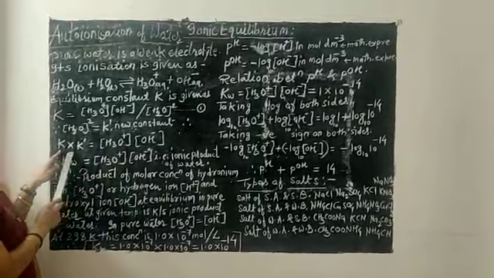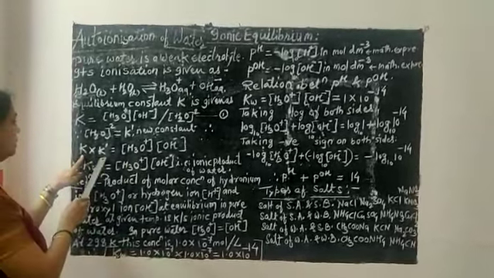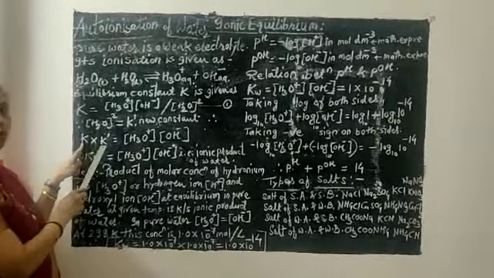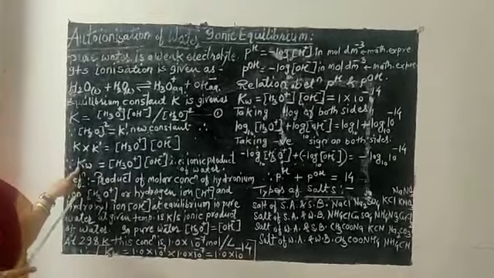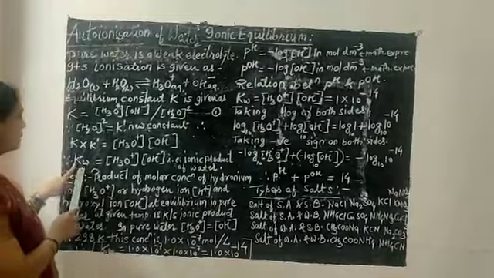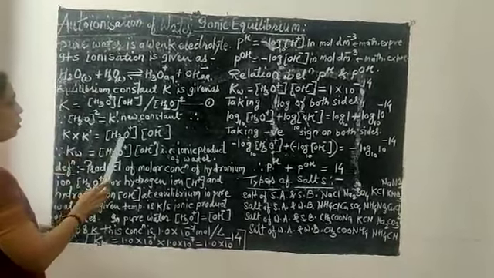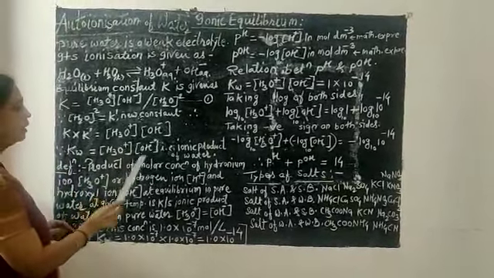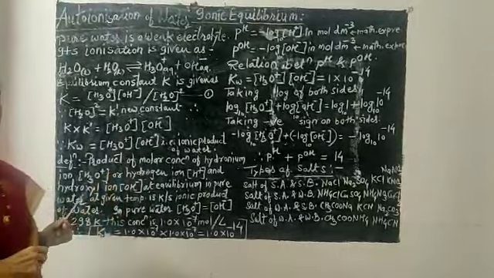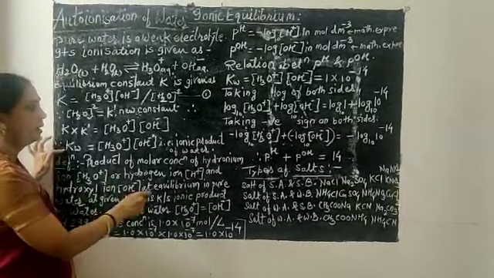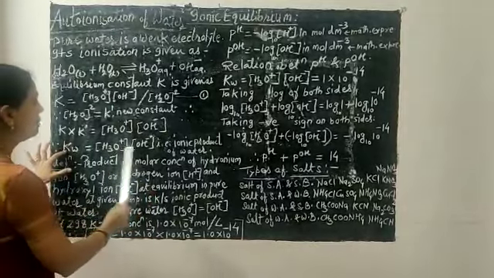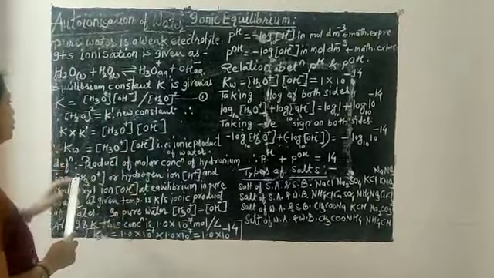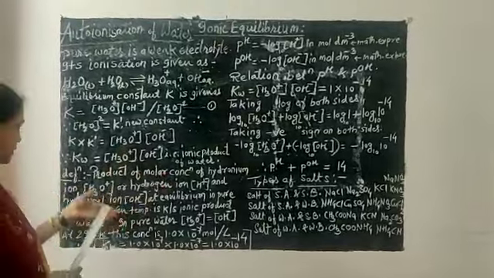Now this new constant, K into K dash, is known as Kw. This Kw is equal to concentration of H3O+ into concentration of OH−, and Kw is nothing but the ionic product of water. It becomes the mathematical expression and you have to define it in words.